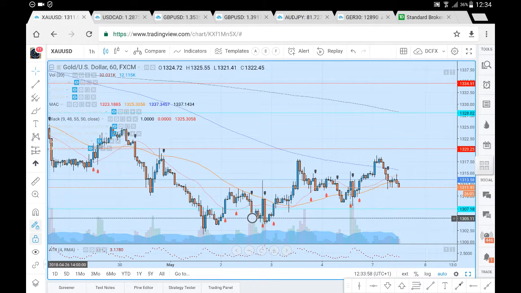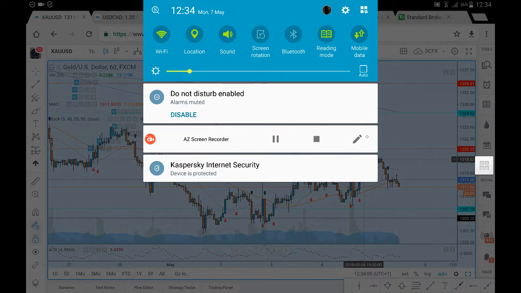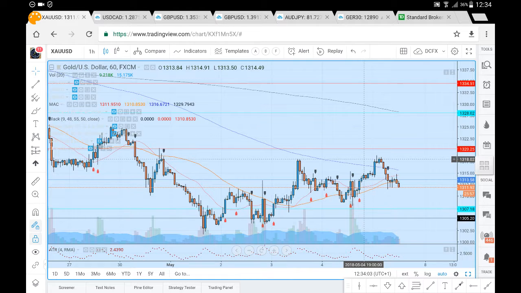So this is the XAUUSD analysis for Monday, the 7th of May. Now let's just have a look at prices and where prices may likely go. So we did see price come down towards the 1305. Did trade slightly below that level, trading beyond all the way down towards the 1302s.